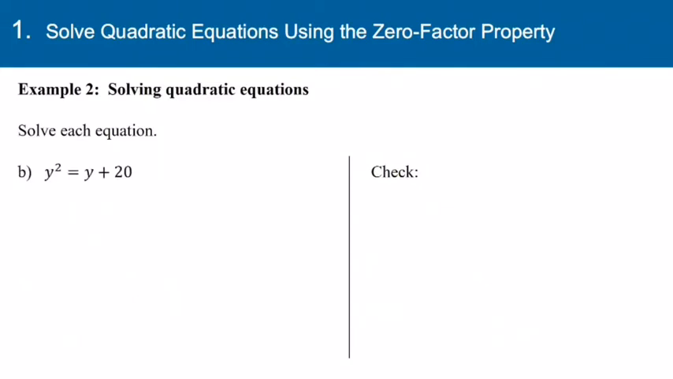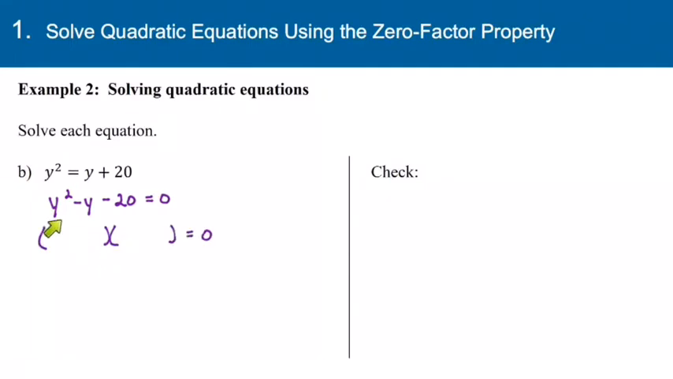Here's part B of the same example. So we have y squared equals y plus 20. Now remember, in order to do any factoring, you need one side of the equation to be equal to 0. So let's take these two terms and move them over to the left side. So that's going to give us y squared minus y minus 20 equals 0. And now you can see that we have a trinomial, and that's going to factor into two binomials.